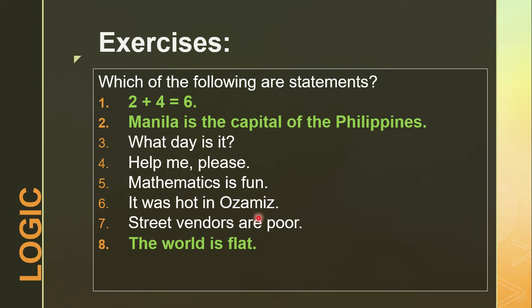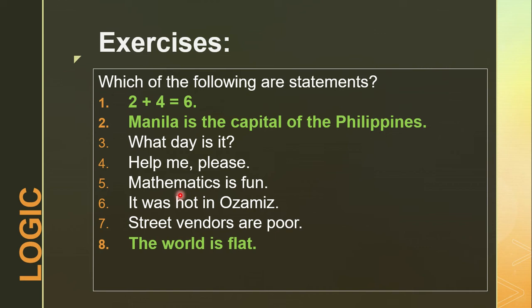Okay. However, it depends on how it is written. If the person who wrote this says that all street vendors are poor, or let's say the street vendors of Ozamis City are poor, then we can say that it's a proposition because it's false: not all, because there are street vendors that are not poor. But again, it's a kind of debate. Just like in number 5, mathematics is fun. For me, it's fun. For others, it's not. So that's why we can't say it's a proposition unless otherwise.